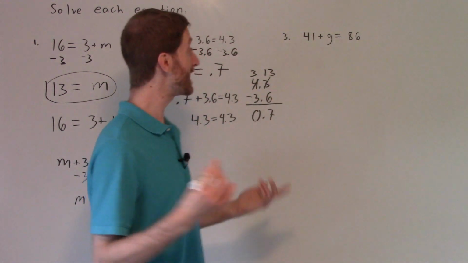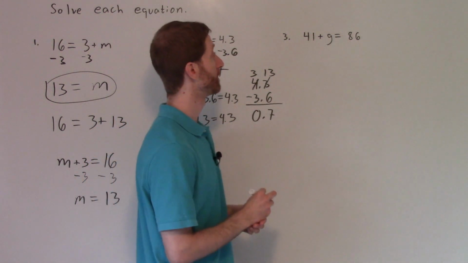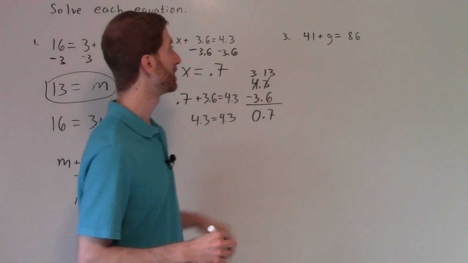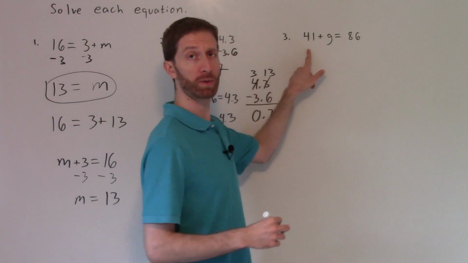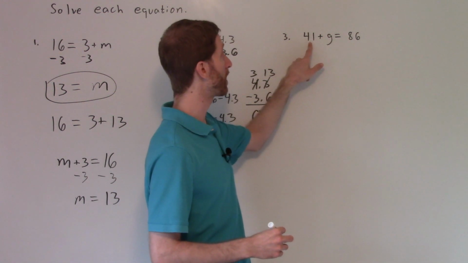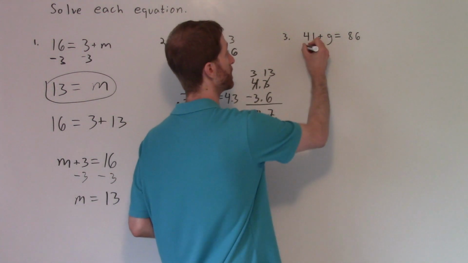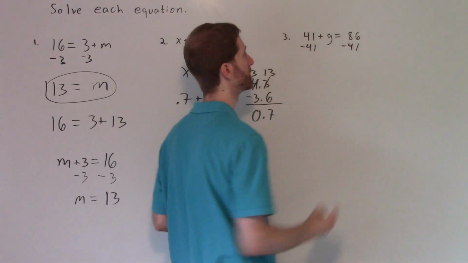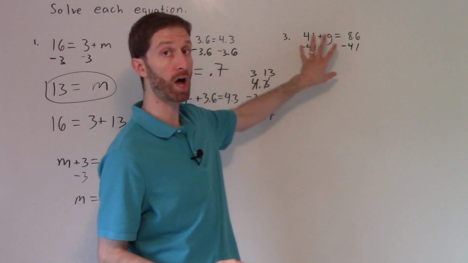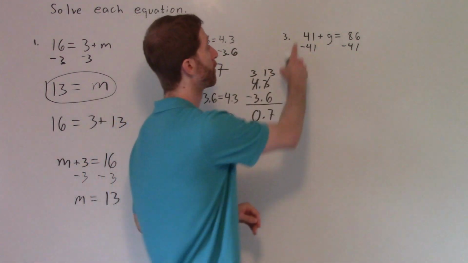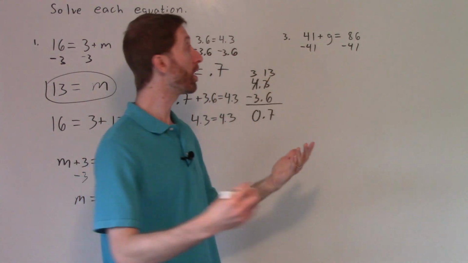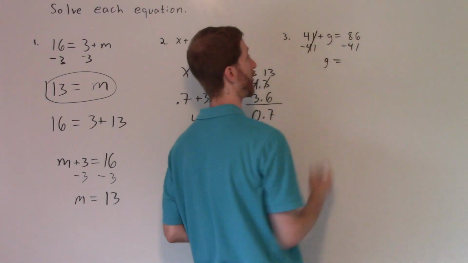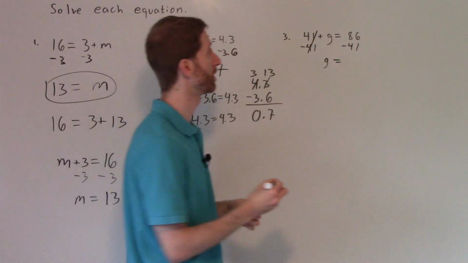All right, last but not least, we've got 41 plus g equals 86. Now, does that really change what we do here? No, not really. I know that the ordering's a little bit weird, but you're looking at how to undo positive 41. We would subtract 41 from both sides because, again, you need to do the same operation to both sides, and we want to undo plus 41. 41 minus 41 is 0. That leaves you with g equals, you can cross that out, but it's not canceling, it's equaling 0.